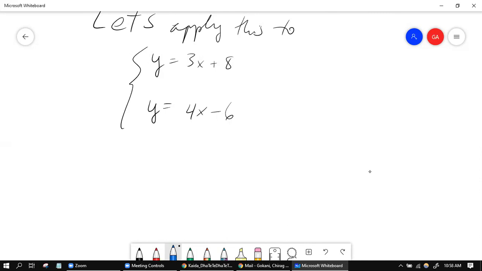This is the problem that we started the lecture with. I'm going to do this the new way, the matrix method way, and see if we get the same answer. And if we do, we'll say, hooray, okay? So I'm going to write this. We need this to be in the form ax plus by is c.